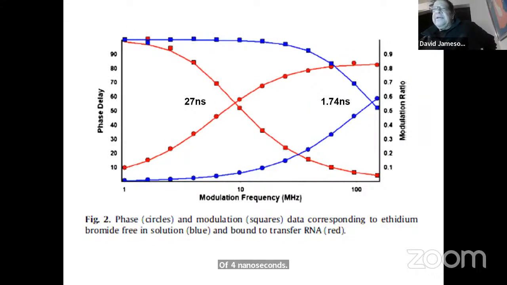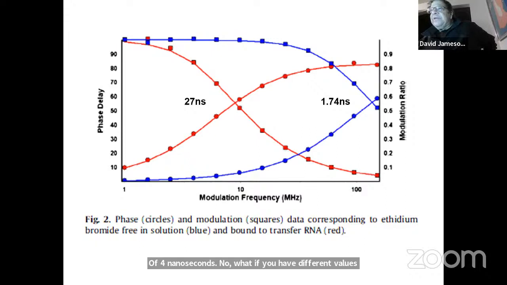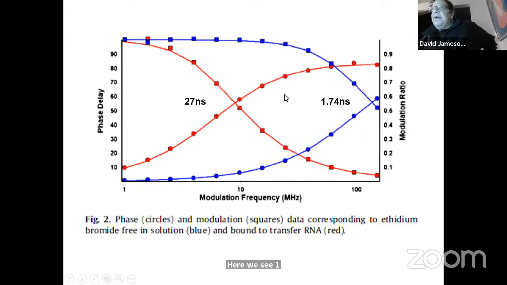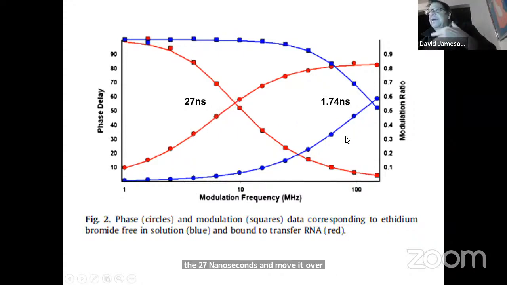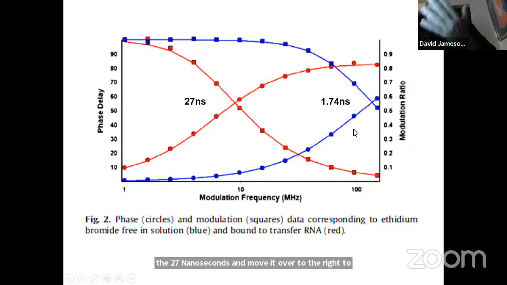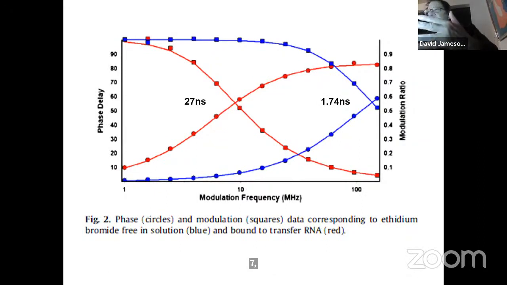This shows the phase in circles and the modulation in squares for ethidium bromide. Here we see 1.74 nanoseconds free in solution. When it's bound to transfer RNA, you get this 27 nanoseconds. And I know it's hard to tell from this figure, but these curves are the same shape. If you were to take the 27 nanoseconds and move it over to the right to higher frequency, it would superimpose on the 1.74. The only thing that changes is the frequency response, okay?